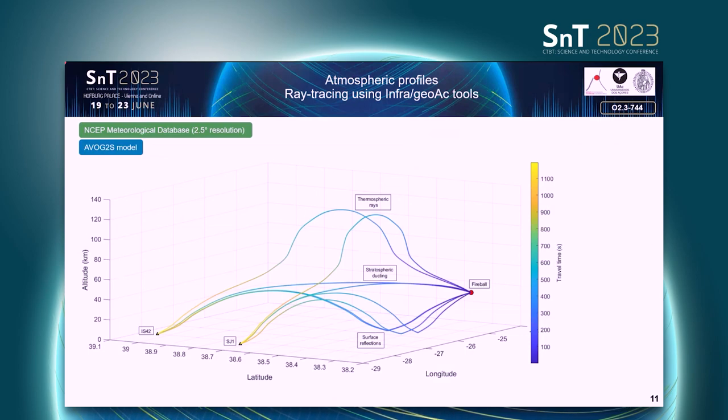Considering NCEP as a numerical weather model, and also AVO-G2S as ground-to-space model for atmospheric specifications up to the thermosphere, we did the ray tracing. In this plot, we can see the stratospheric arrivals were, of course, the first ones to arrive at both stations. Then we have the sea surface reflections, and later on, the thermospheric rays.